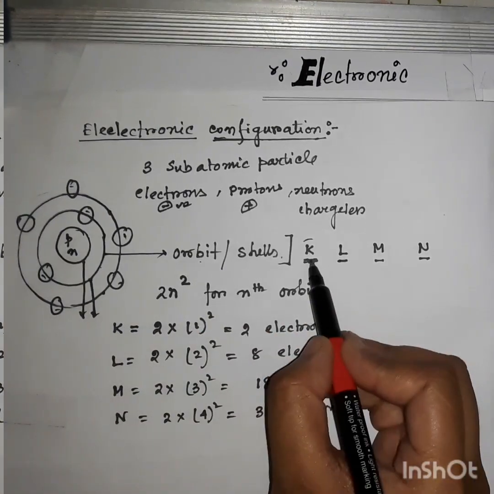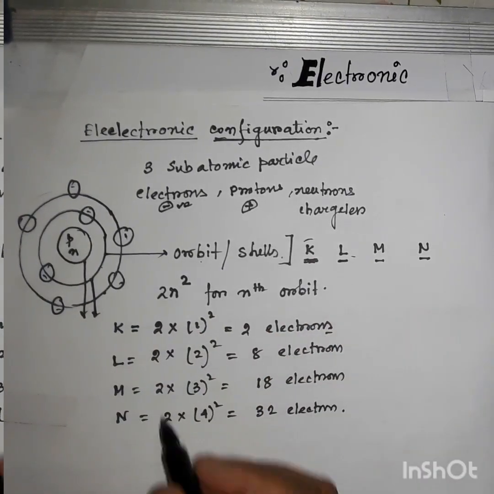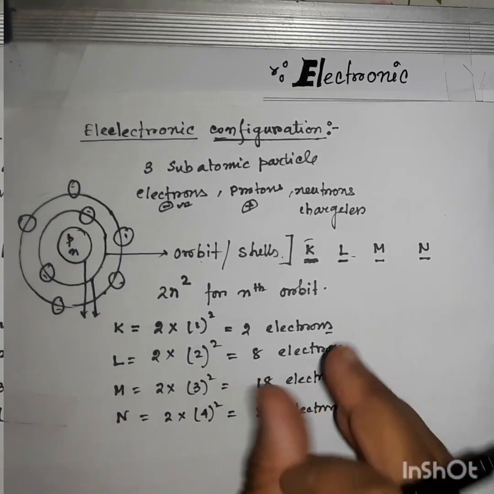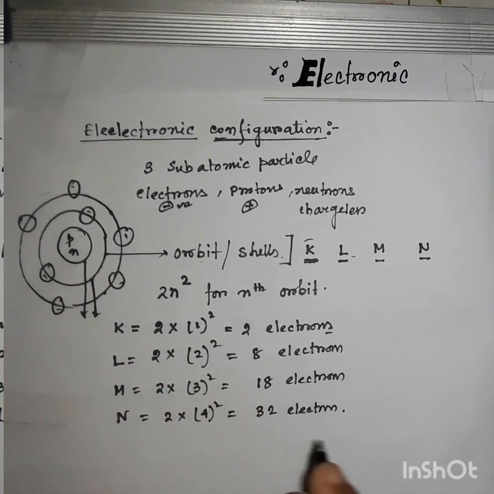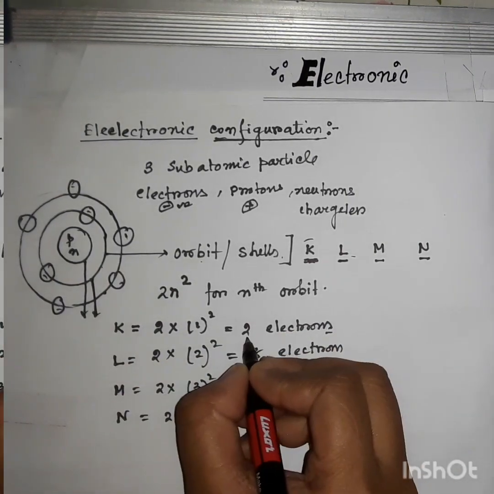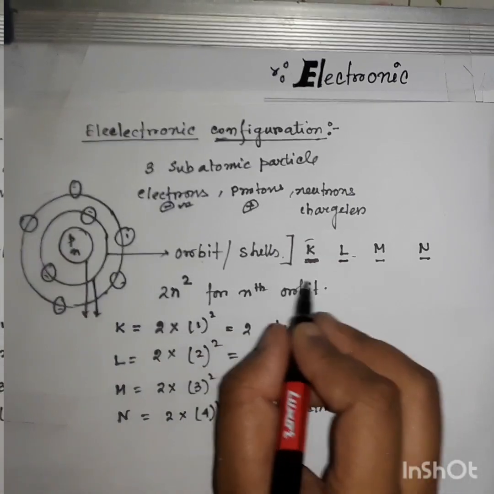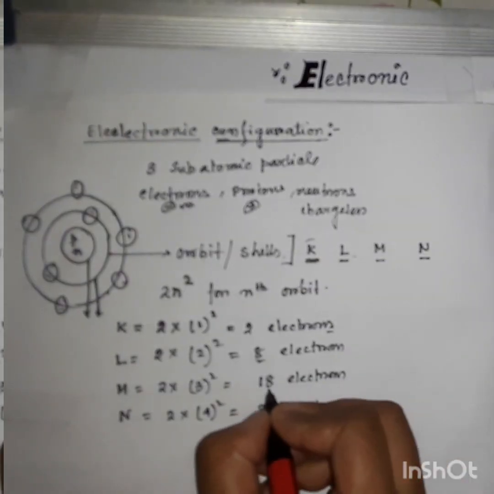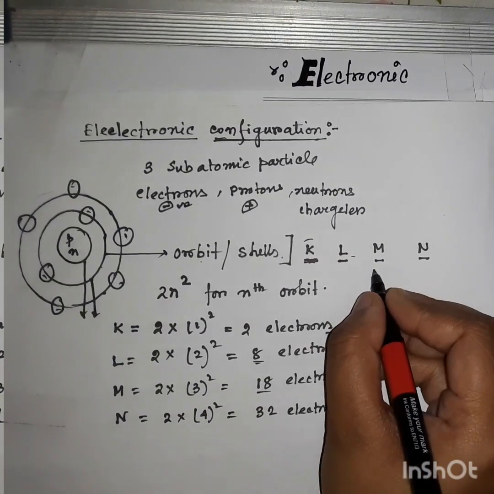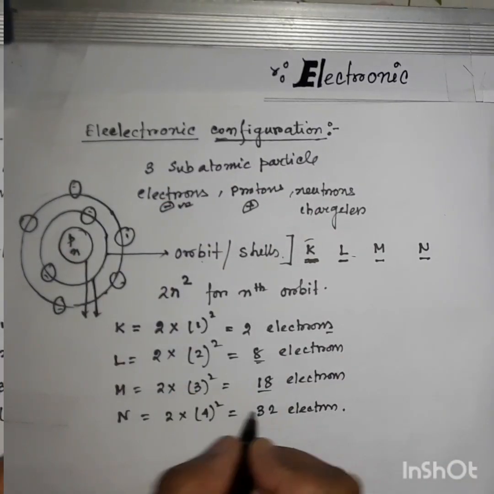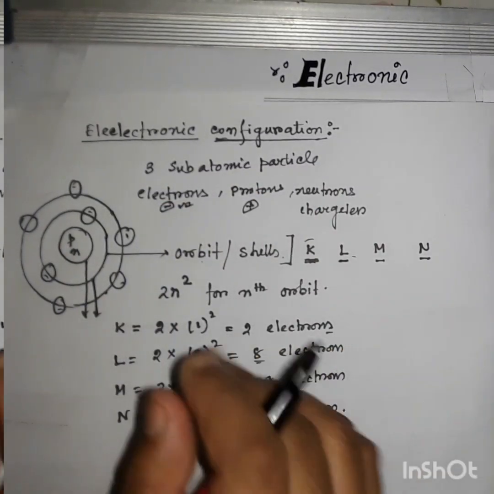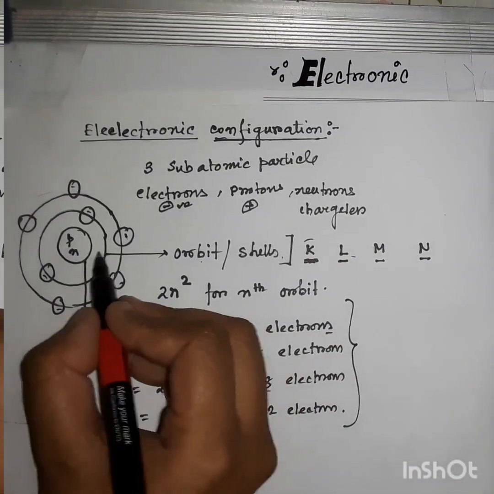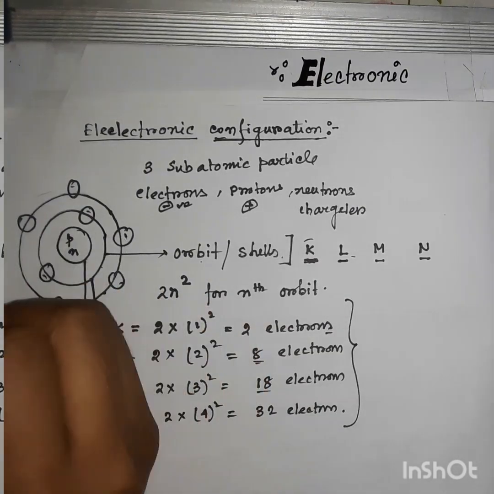Why? Because how many electrons the shells or orbits can accumulate will determine how to arrange those electrons in these shells. Like, 2 electrons is the maximum for the K orbit, 8 electrons is the maximum for L. Maximum 18 electrons can be taken by the M orbit, and the N orbit can take the rest, 32 or less than that.